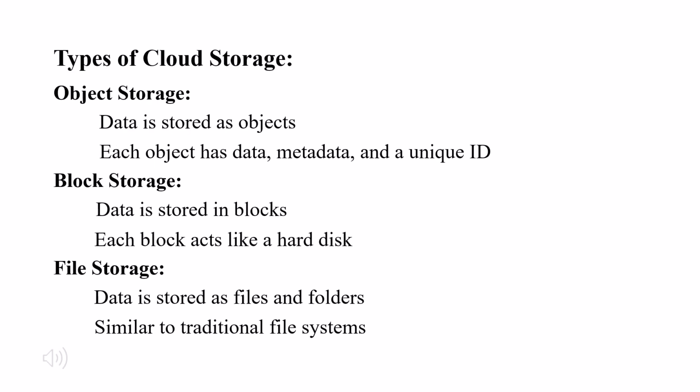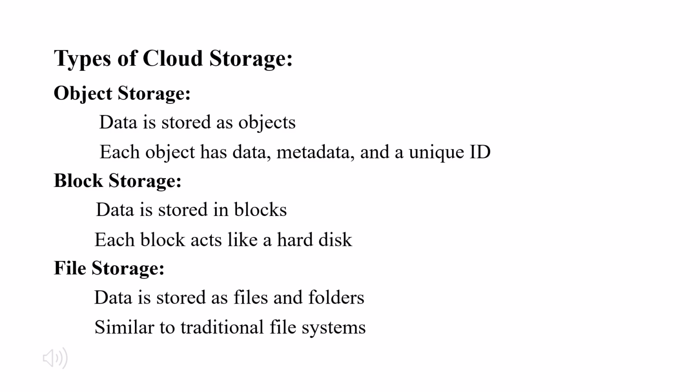Types of cloud storage. Object storage. In object storage, data is stored as objects instead of files or blocks. Each object consists of data, the actual content. Metadata is information about the data, such as size, type, or date. A unique ID is used to identify and access the object. Object storage is highly scalable and is commonly used for storing large amounts of unstructured data such as images, videos, and backups.